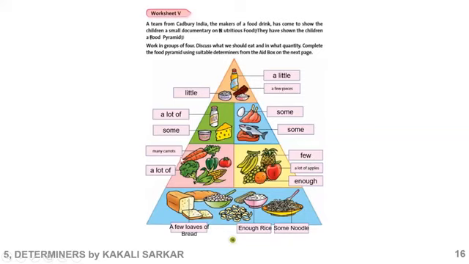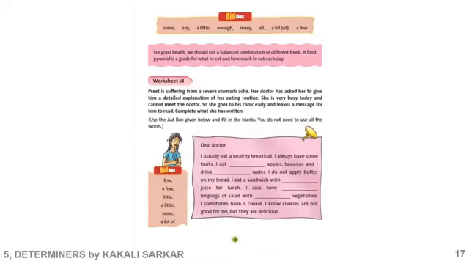Now we will move to the next page. Okay, children. So this is worksheet 6. What is written? Preeti is suffering from a severe stomach ache. Her doctor has asked her to give him a detailed explanation of her eating routine. She is very busy today and cannot meet the doctor. So she goes to his clinic early and leaves a message for him to read. Complete what she has written.